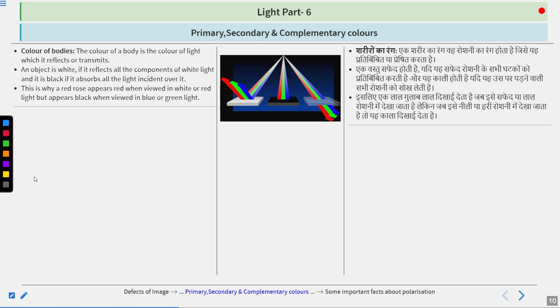So here is the finest example. If you see a red rose, you always see it as red, because it is transmitting or reflecting the red light back to you. So when you see the red rose in white or red light, it appears red. But if you take it to blue or green light, it won't be able to reflect the light back to you, so it appears black at that time. So the color of a body is determined by the color of light it is reflecting or transmitting back to you.